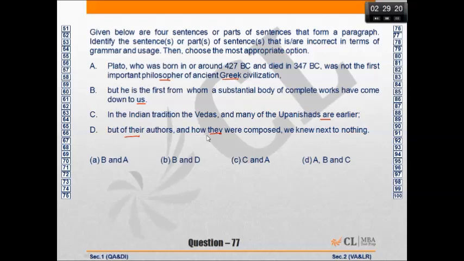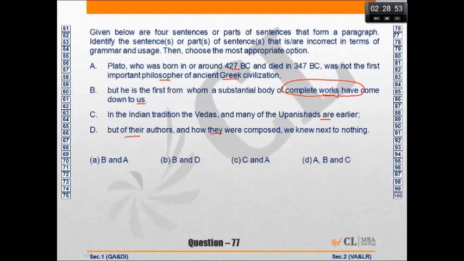Okay. So let me go through the statements again. Plato, who was born in or around 427 BC, died 340, was not the first important philosopher of ancient Greek civilization. But it is the first from whom a substantial body of complete works have come down to us, or complete work has come down to us.